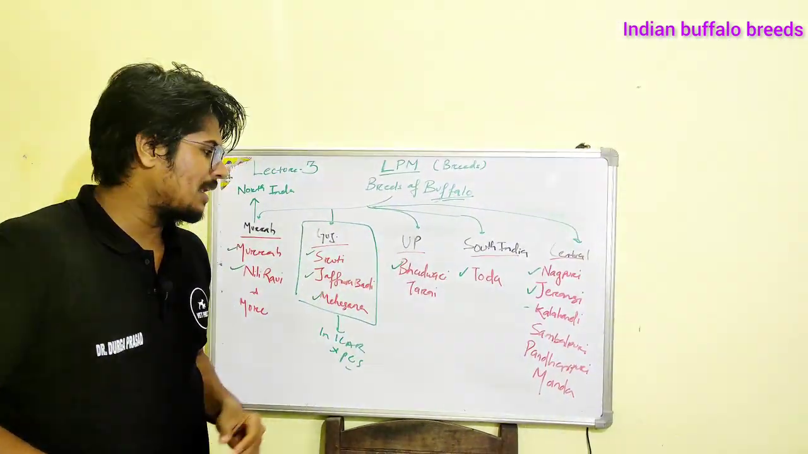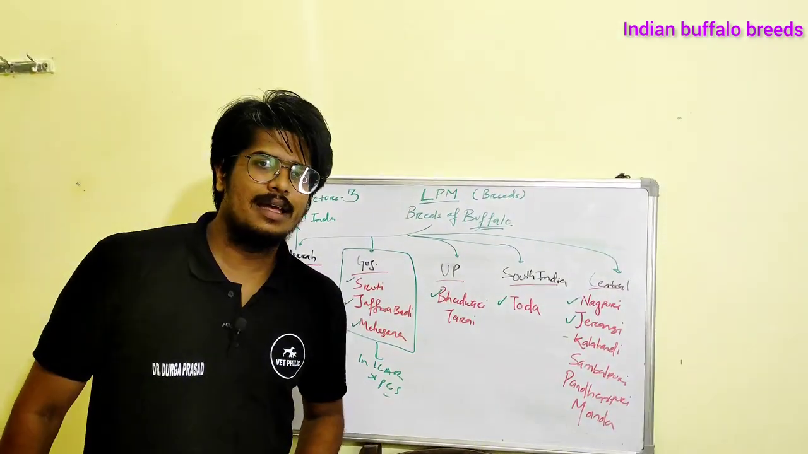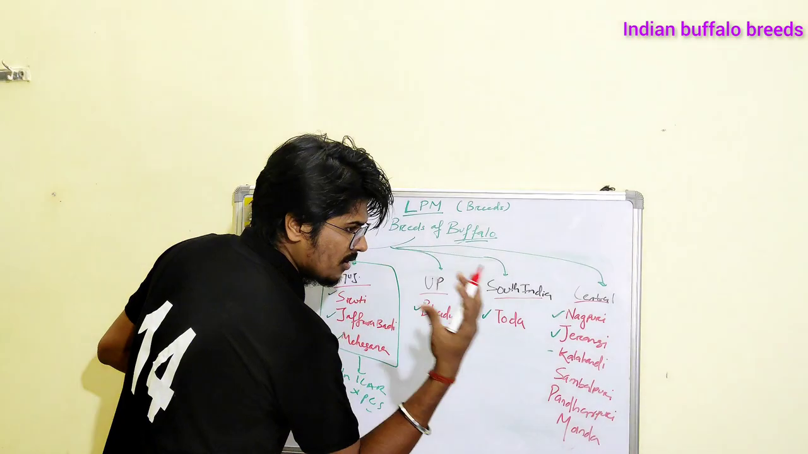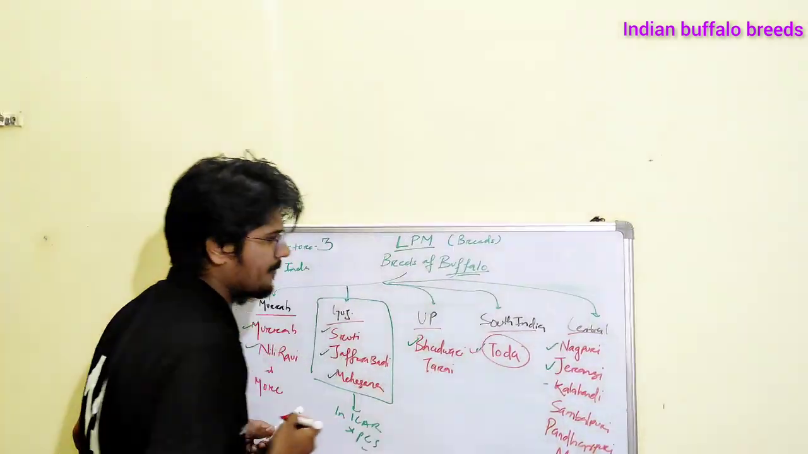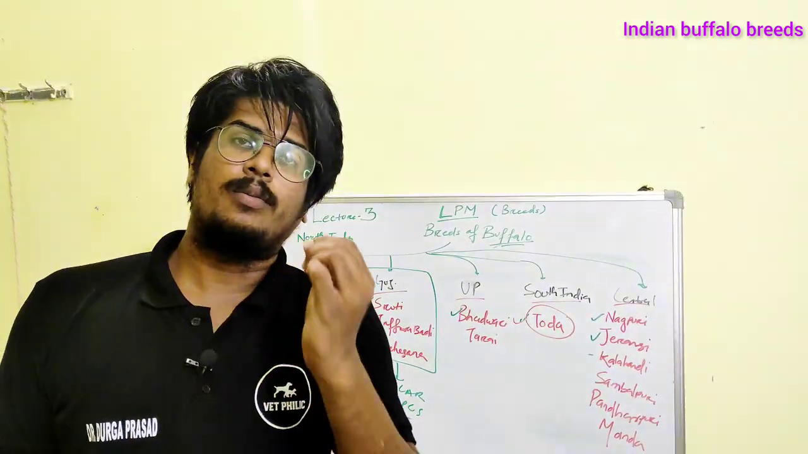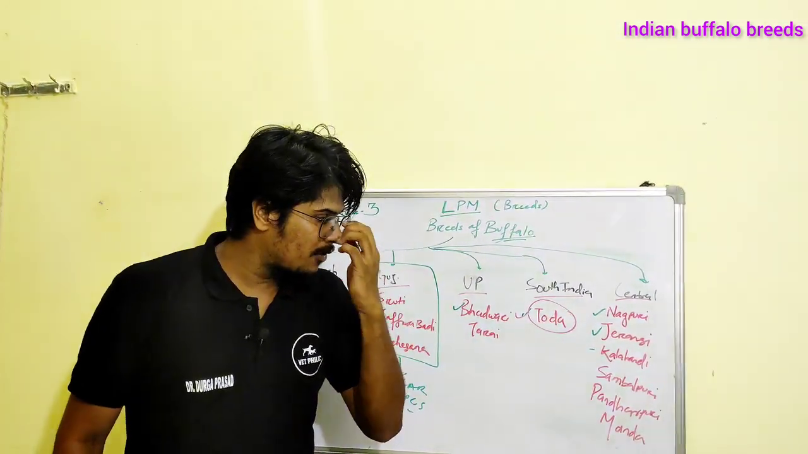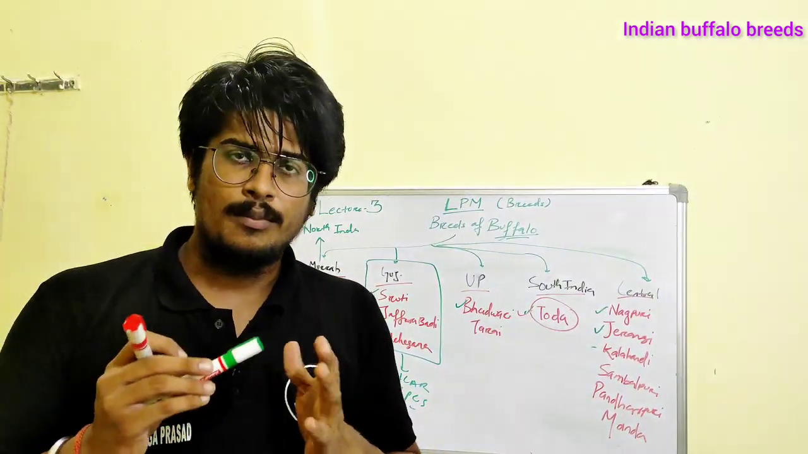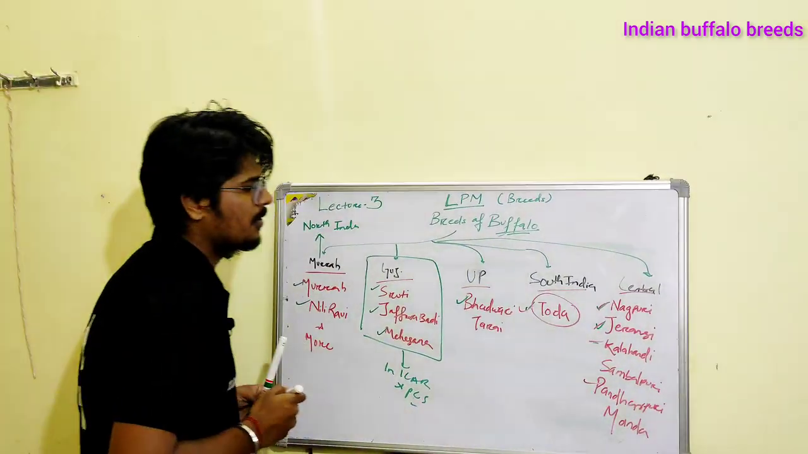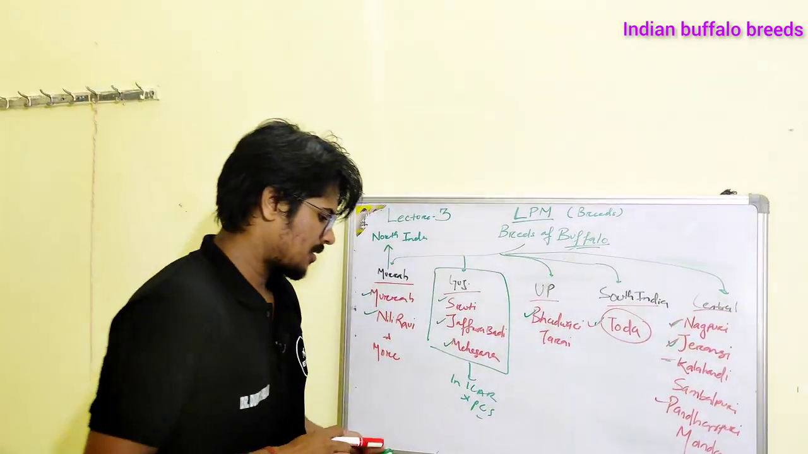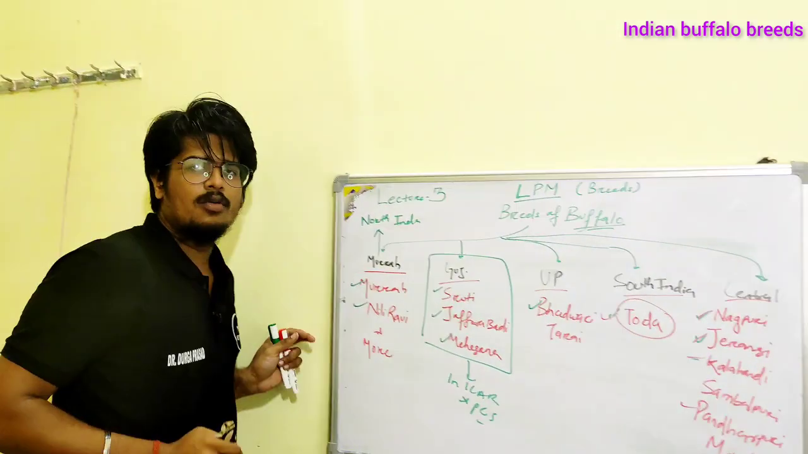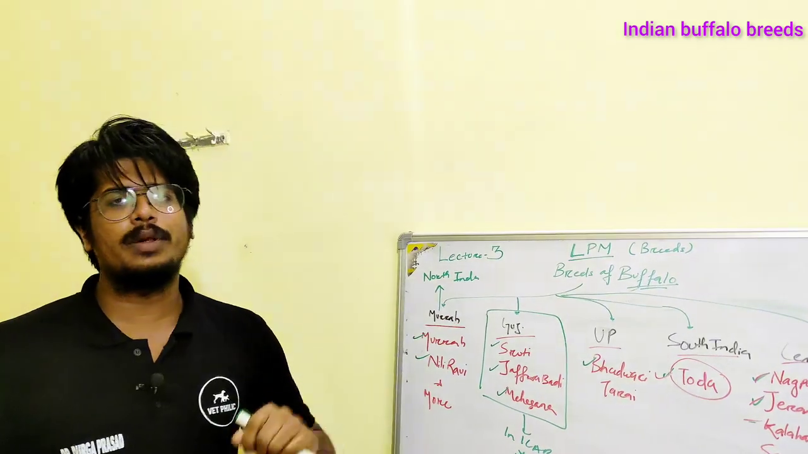From UP, Bhadawari and Tarai. From South India, there are two breeds, but the most important and the most ferocious breed is Toda. And from Central India, the area with the largest number of buffalo breeds, there are Nagpuri, Jerangi, Kalahandi, Sambalpuri, Manda and Pandharpuri. Out of these, Nagpuri, Jerangi, Kalahandi and Pandharpuri are important breeds. Let's discuss the important breeds one by one. First of all, we will discuss the Murra breeds, followed by Gujarat, UP, South India and Central India.